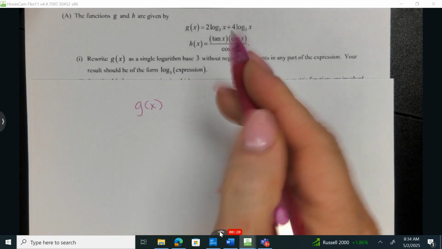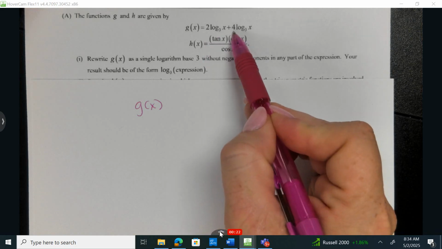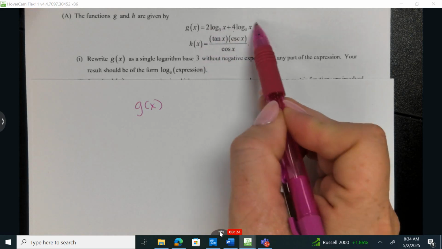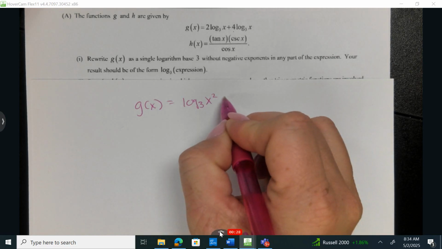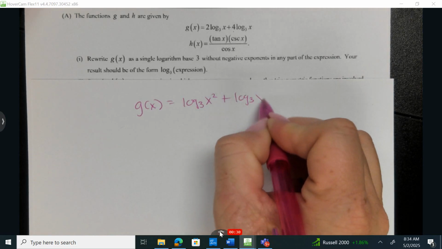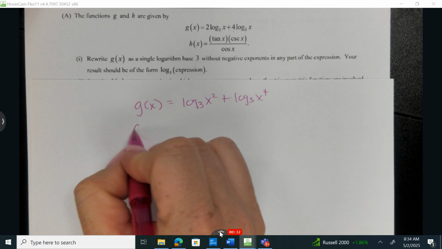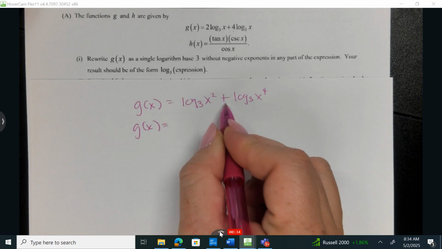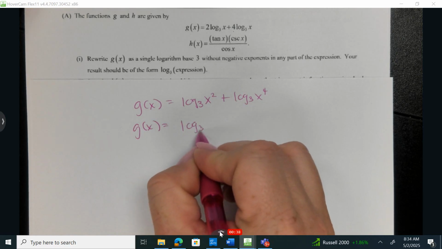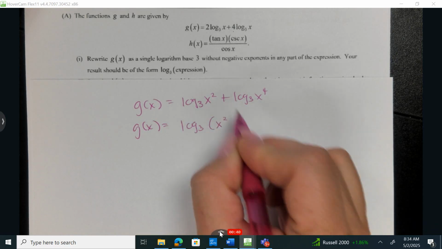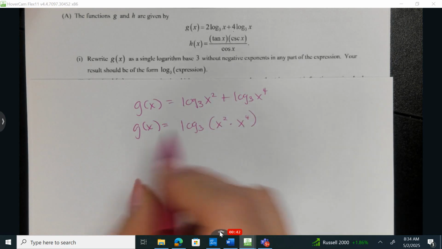So the first thing I'm going to do is look at the coefficients out front, and when I condense this, they're going to turn into exponents. So log base 3 of x squared plus log base 3 of x to the fourth. Next, as we condense this, addition turns into multiplication, and if there was subtraction, it turns into division. Log base 3 of x squared times x to the fourth.